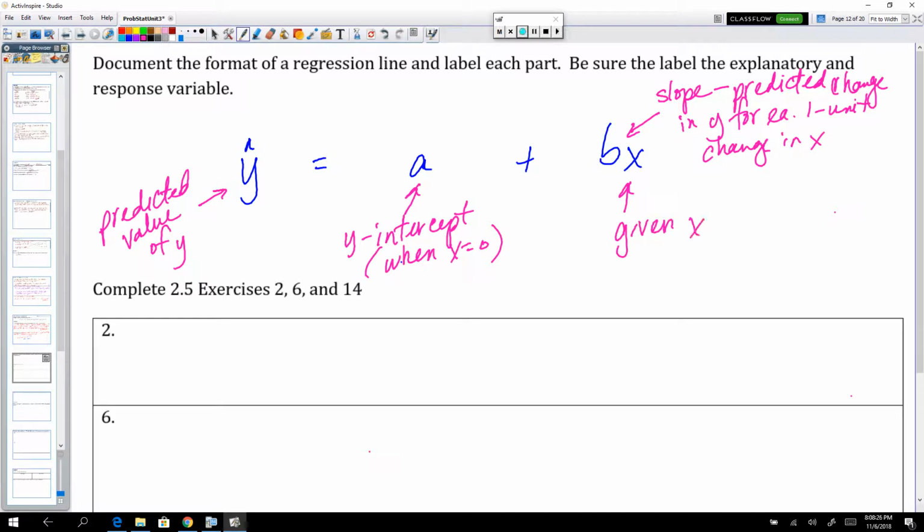Now notice that in olden days, when you were in algebra, you saw y equals mx plus b. We're slightly different here. Y equals a plus bx. The number in front of the x is still the slope, and the number outside by itself is still your y-intercept. So just because we're not using what you're used to doesn't mean that the values have any different look on the graph. So let's look at exercise 2 for this section. So lesson 2.5, exercise 2.